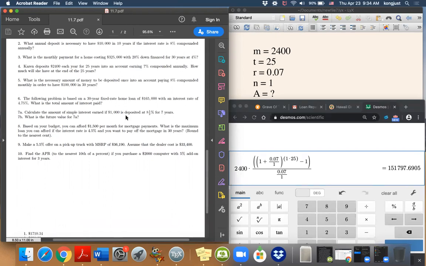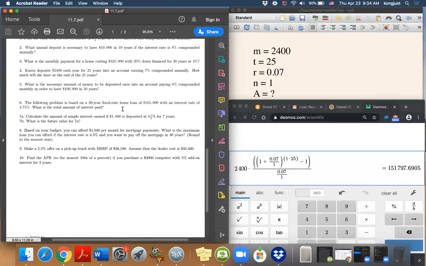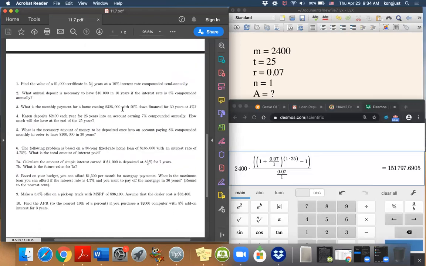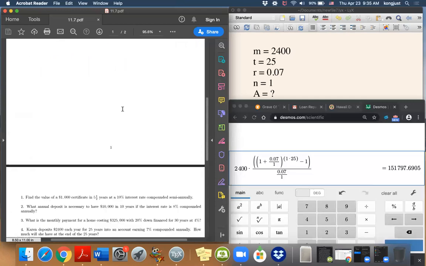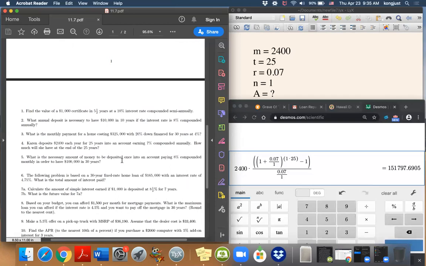Okay, I got it. All right, number 5 then. What is the necessary amount of money to deposit once into an account paying 8% compounded monthly in order to have $100,000 in 30 years? Okay, so what is the necessary amount to be deposited? That means I don't want the future value this time, right? I already know the future value. The future value is 100,000. This is my goal.